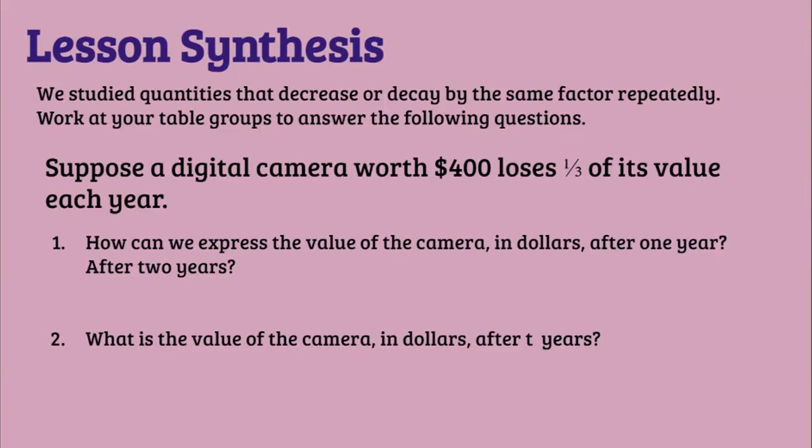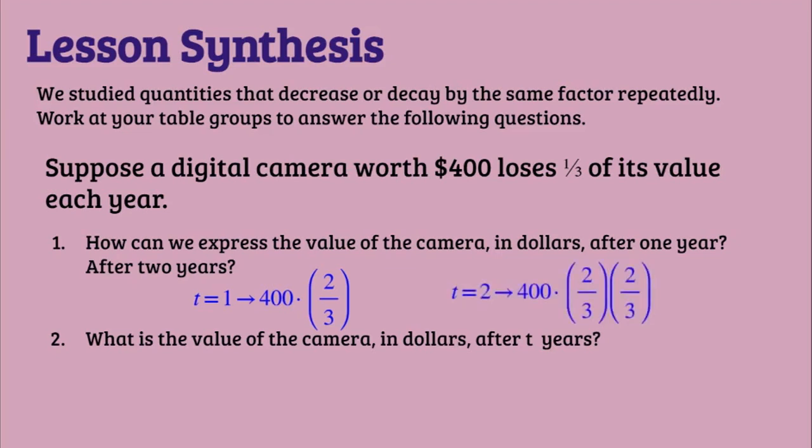Lesson synthesis. So take a look at this question. Suppose a digital camera is worth $400, loses 1/3 of its value each year. How can we express the value of the camera in dollars after 1 year or after 2 years? And what is the value of the camera in dollars after T years? Okay, to express the value of the camera after 1 year, it's going to look like 400 times 2/3. 2/3 is our growth rate, 400 is our initial value, and we only multiply it once because T is equal to 1.